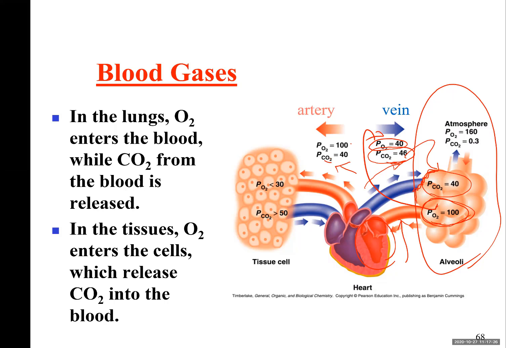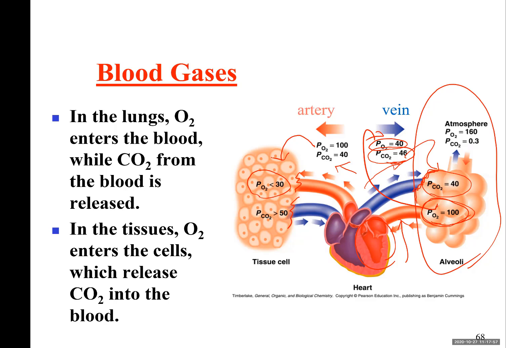And look what is the pressure of these gases inside our vein. Oxygen 100 millimeter of mercury, carbon dioxide is now adjusted to be 40 millimeter of mercury. And what happens here? At the surface of the cell, you see the oxygen pressure less than 30. So oxygen moves from higher pressure of 100 into the cell.